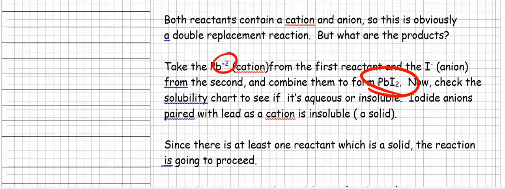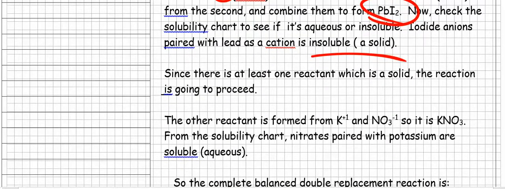No doubt about that. So that means what? Iodide ions paired with lead as a cation is insoluble. It's a solid, right? It's one of the exceptions to the rule of iodides being soluble. Now, since there is at least one product which is a solid, the reaction is going to proceed. So we just tested the first one, the lead iodide, and we now know it's a solid. This reaction is going to go, right?